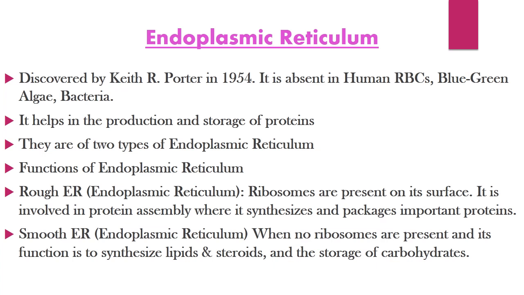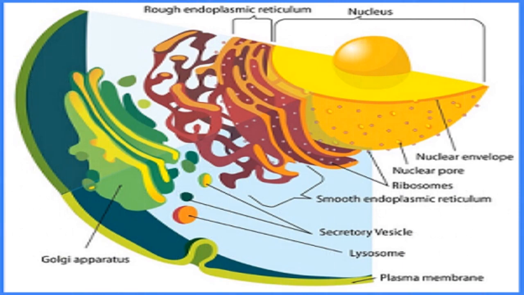And that is RER, rough endoplasmic reticulum. Ribosomes are present on its surface. It is involved in protein assembly, where it synthesizes and packages important proteins. And in smooth endoplasmic reticulum, no ribosomes are present, and its function is to synthesize lipids and steroids and store carbohydrates. This is the structure of ER. You can see smooth and rough endoplasmic reticulum outside the nucleus.